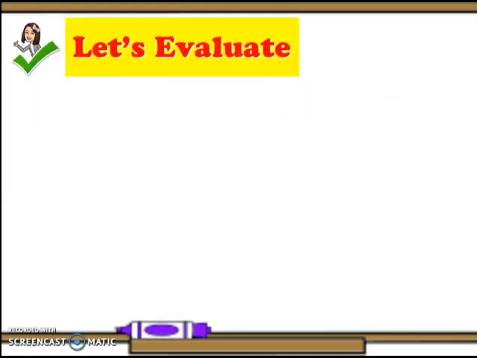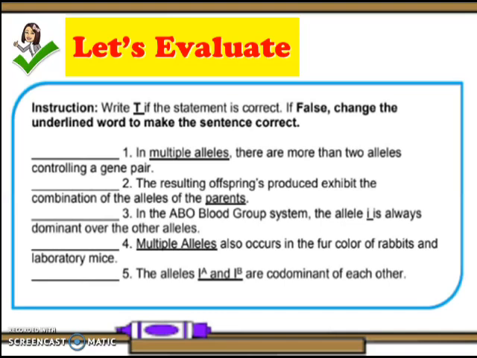Let's evaluate. Now let us try to evaluate how much you have learned about multiple alleles. Try to identify which among the sentences are facts about the pattern and which are not. Instruction: write T if the statement is correct. If false, change the underlined word to make the sentence correct. You may pause the video to answer this.